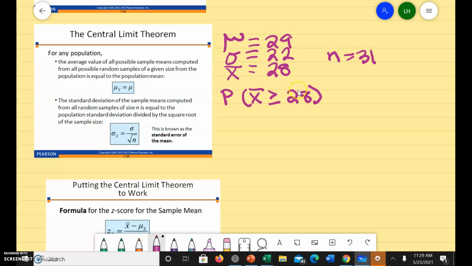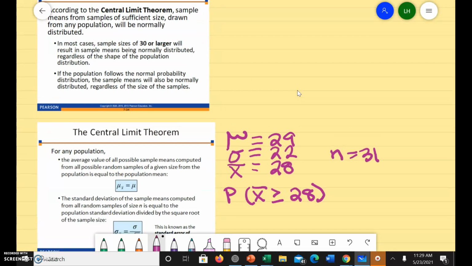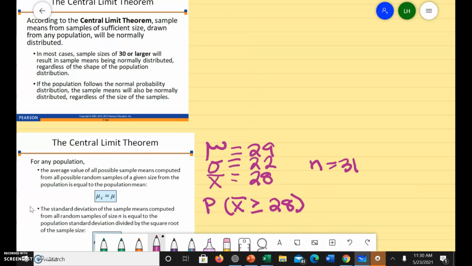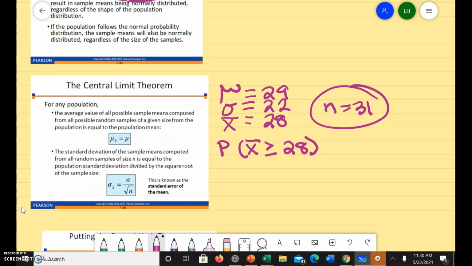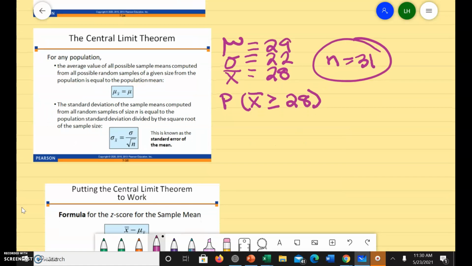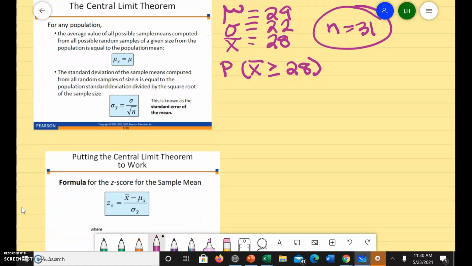Now, our population is left skewed, but the central limit theorem applies here because in cases where the sample size is 30 or larger, and our sample size is 31, the sample means will be normally distributed regardless of the shape of the population distribution. So we can use the central limit theorem there.